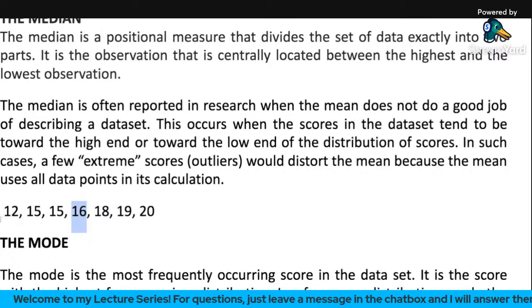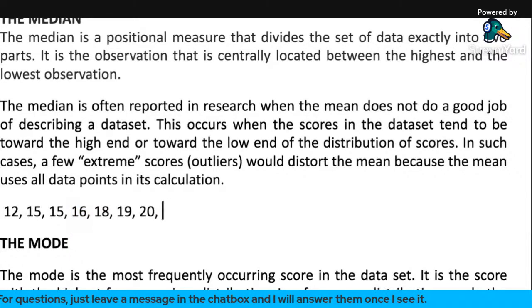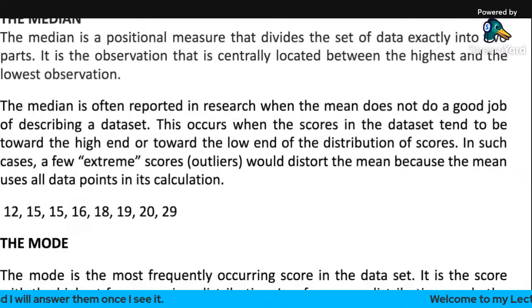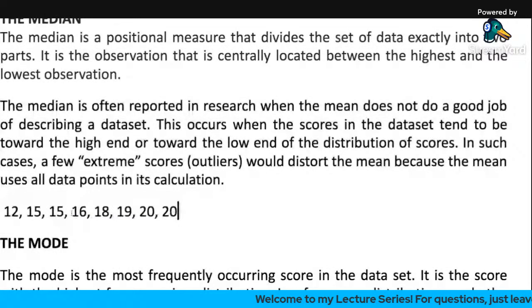Now, you might ask me, paano pag even sila, even numbers? Let's say 20. So, 8 na ito. So, ang pinakagitna dito ay itong dalawa. Na?